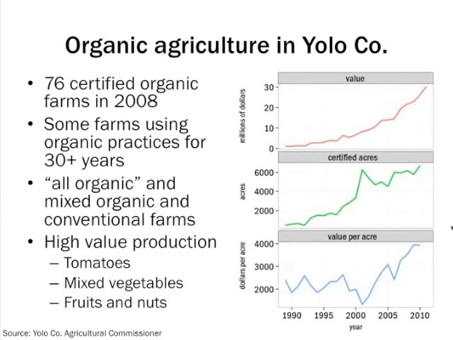Tomatoes are a big crop, which of course we'll be talking about in this presentation. And there are also a lot of mixed vegetables and fruits and nuts. And as you can see on these graphs on the right, the value of organic production in Yolo County has gone up dramatically in the past 20 years to almost $30 million. And this kind of mirrors the national trends.